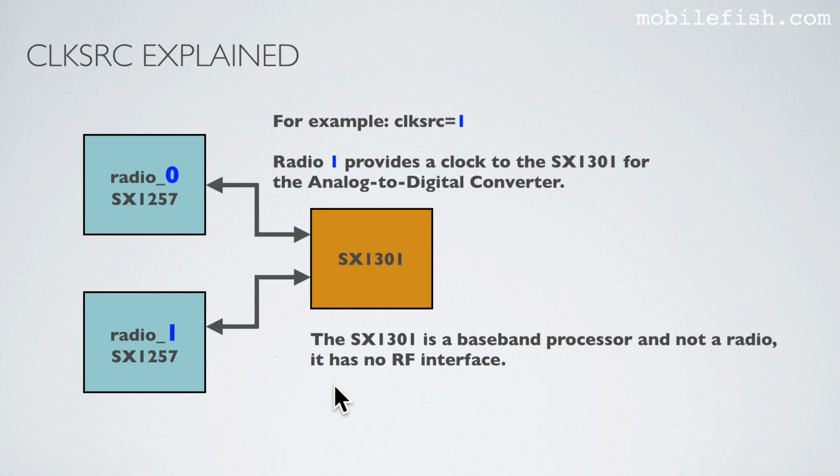Here is an example. The SX1301 is a baseband processor and not a radio. It has no RF interface. In this example, the SX1301 has 2 radios, radio 0 and radio 1. If the clock source is 1, it means radio 1 provides a clock to the SX1301 for the analog to digital converter. So radio 1 provides a clock to the SX1301.